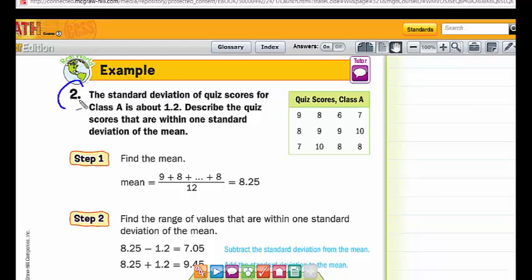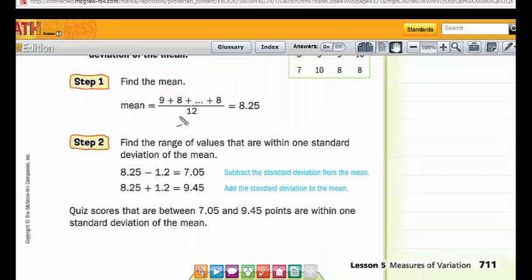So in problem number 2, we're told the standard deviation of quiz scores for class A is about 1 2/10. Describe the quiz scores that are within one standard deviation of the mean. So first of all, we take all those scores, add them up. As you see here, they don't even put them all there because they feel that you have a really good handle on finding the mean. Take the total scores, there are 12 of them, add up the total, divide by 12, and you get 8 and 25/100ths. Now we need to find the range of values that are within one standard deviation of the mean.